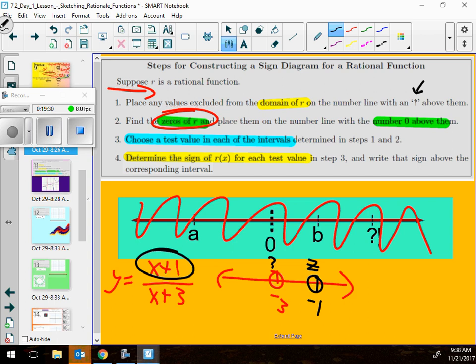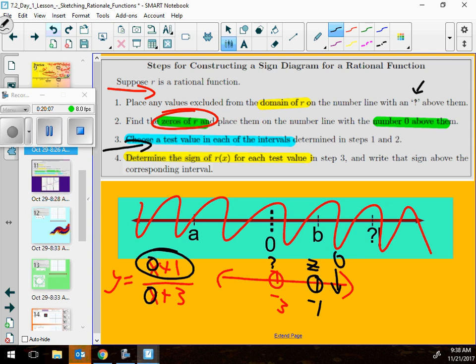Okay. Next, I'm supposed to test a value in each of the intervals. What that means is I'm supposed to stick a number from here, here, here, those 3 spots, those 3 zones. I'm supposed to test a number and determine the sign of this function for each value. All right, so what's above -1? How about 0 would be up here, wouldn't it? Let's test 0 and see what we get. It's really quick and easy. I get 1/3. It came out positive.